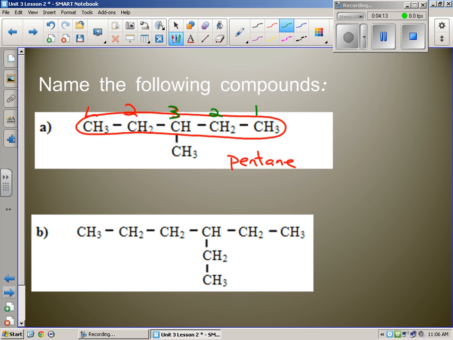So there's only one right answer in this case, and that's, of course, on the 3rd carbon, I have what we call this add-on group. And that's 1 carbon, of course, CH3, that's called methyl. So that's 3-methyl pentane. Okay, that's all one word. There's no breaks in there. It's just that I kind of stretch that out a lot. Okay, so that's 3-methyl pentane.